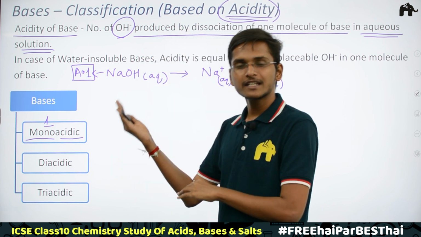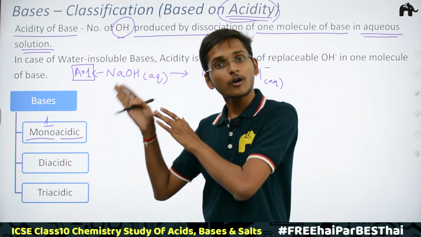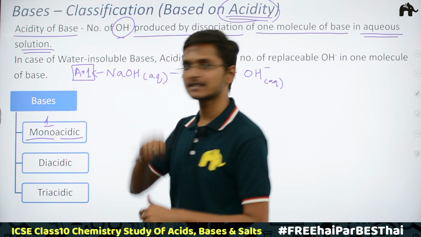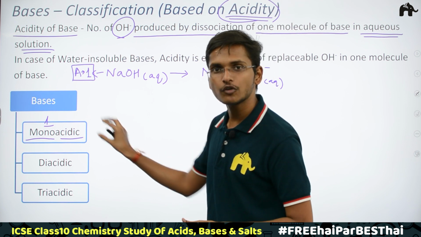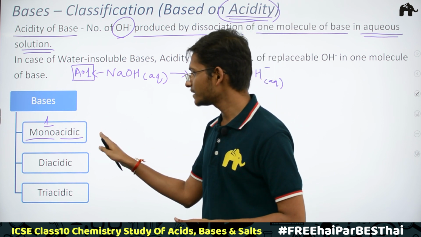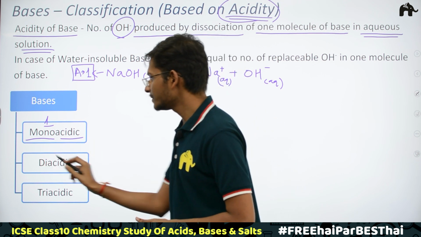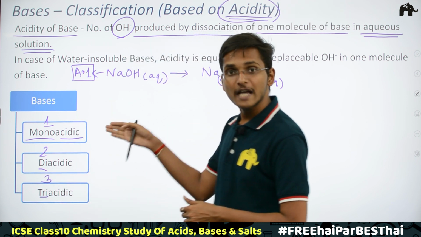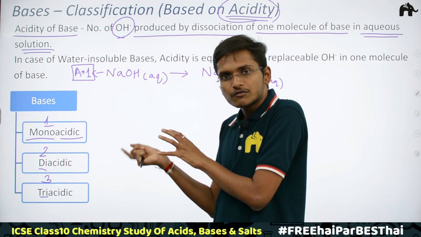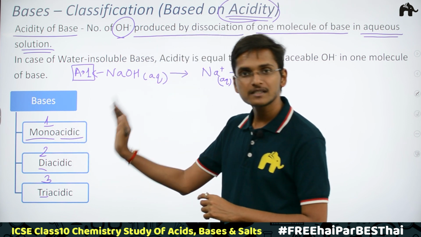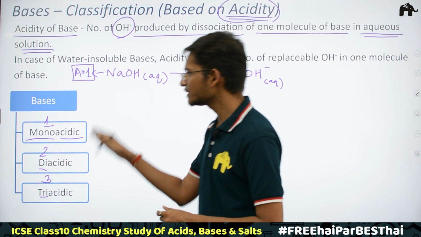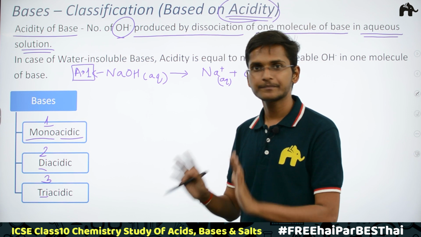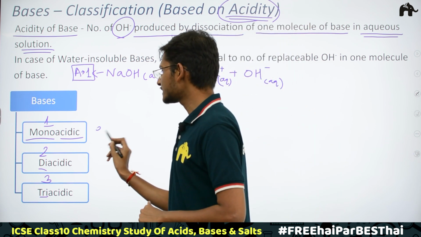Now in this way the bases are classified into mono, 1, acidic. In the acids case the classification was monobasic, right? I told you the opposite term would come. So monoacidic base, the last word would be base, and before base would be the opposite term. In this way, diacidic base, di means 2, tri means 3. So based on acidity, those bases having acidity 1 are monoacidic bases, those having acidity 2 are diacidic bases, and those having acidity 3 are triacidic bases. Very clear?